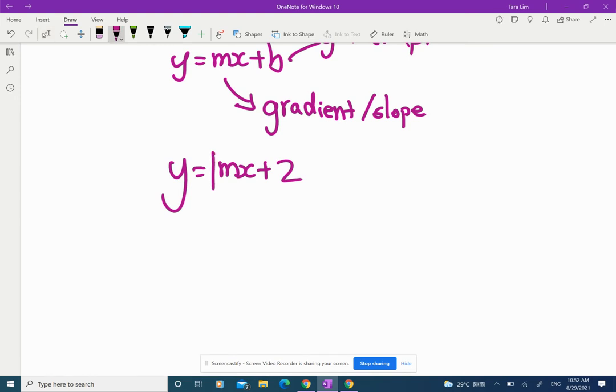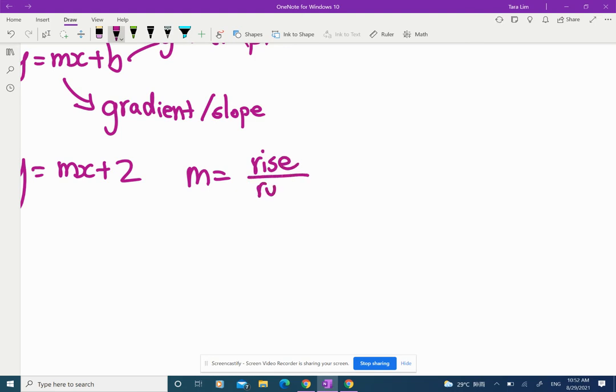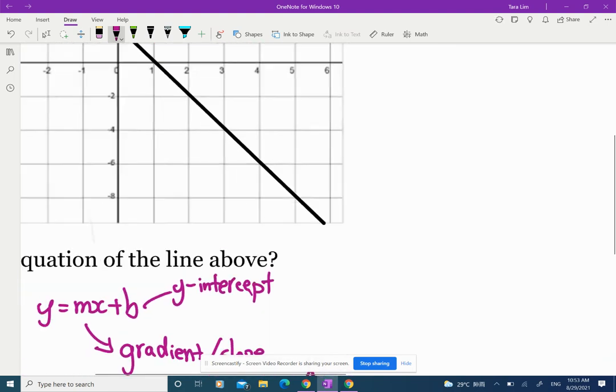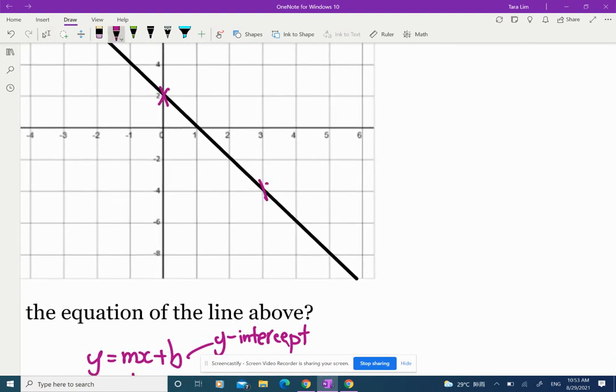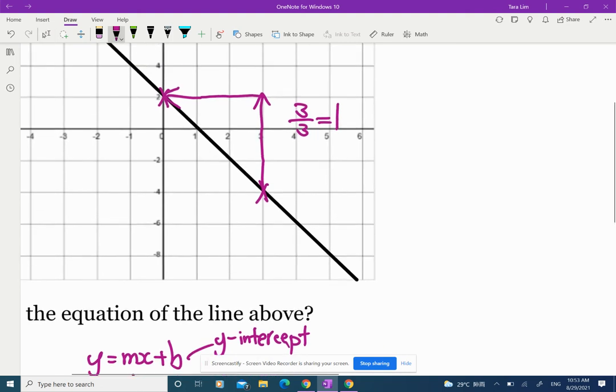Now, I want to know what is m. There is something called rise over run. Rise is something that is rising, and run is, for example, you think of a person running sideways. So run is sideways. Here I'm going to plot any point. So let's say I'm going to plot here. I'm going to rise 1, 2, 3. Now I want to touch this x here. Do I go left or do I go right? I'm going to go left. So 1, 2, 3. So the rise here is 3 and the run here is 3 too. So the gradient is 1.